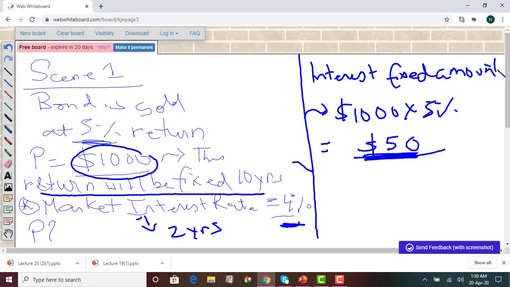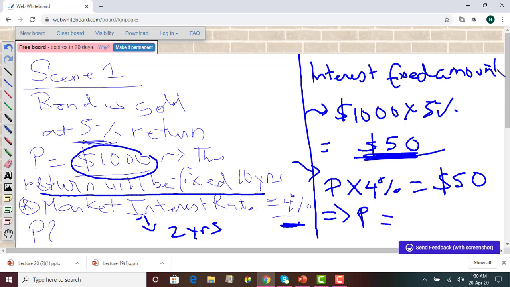So now based on that we will have the price. We don't know the new price, but we know 4% is the new interest rate, and the payment that we will be receiving is still $50. And based on that, the price of the bond after 2 years will be $1,250. We just did $50 divided by 4%, that gives us $1,250. Now that proves our hypothesis, or proves our relationship between price and interest rate, right?